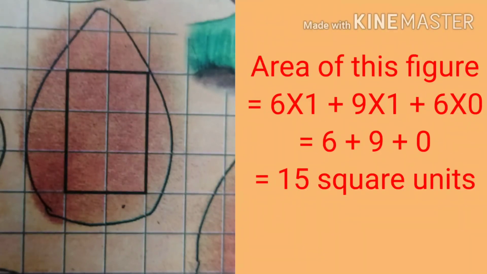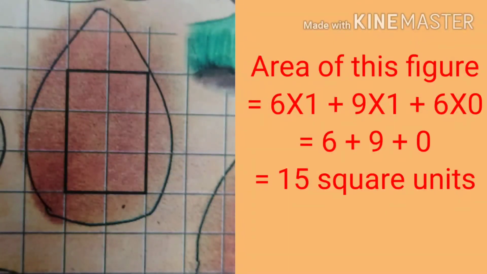Now find the area of this shape. First of all, count the full squares. I think the number of full squares is 6. Now count the number of more than half squares. I think they are 9. Now count the number of less than half squares. I think they are 6.